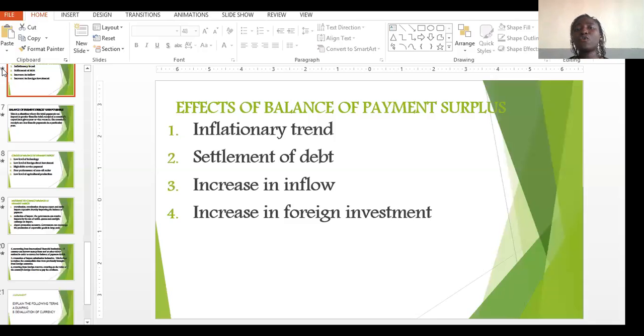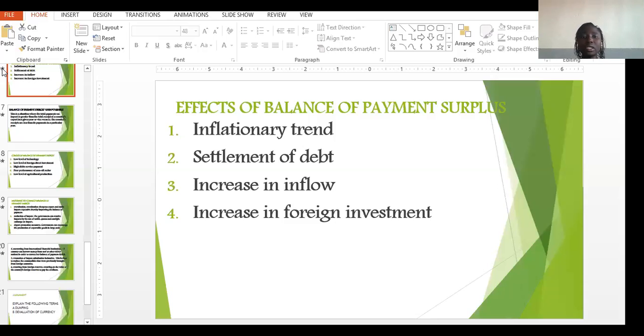Then another effect of balance of payment surplus, or favorable balance of payments, is that it could be used for settlement of debt. Oh, thank God. Having gotten the amount equal to what we export out, we have excess. What can we do with this excess? We are owing a particular country, or a particular international financial institution like the IMF. That surplus could be used to settle such debts.